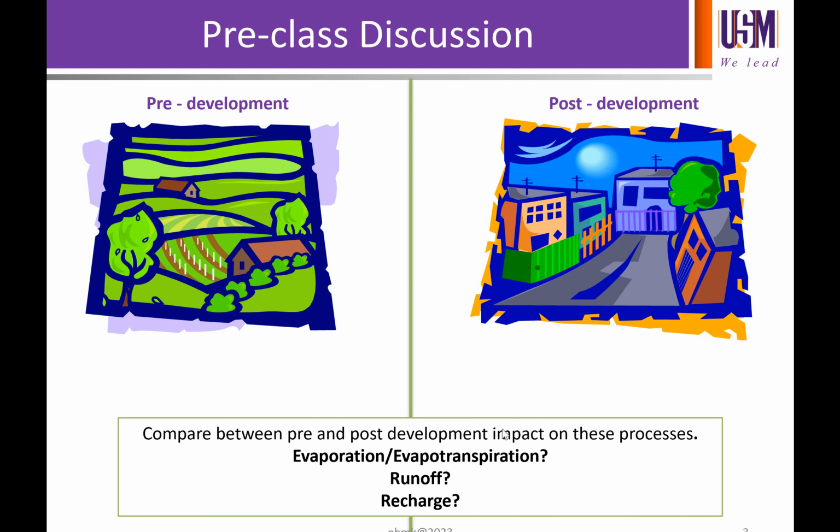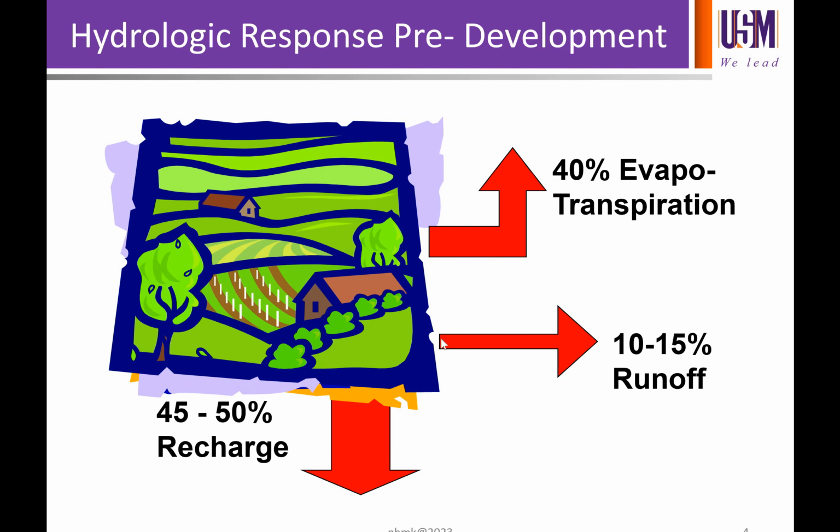If you go through this a bit, pre-development, there are lots of greeneries and still fewer impermeable surfaces. So we are expecting a lot of recharge, less runoff, and a lot of evapotranspiration, since there are still a lot of trees. The quantity of these processes is large compared to runoff.